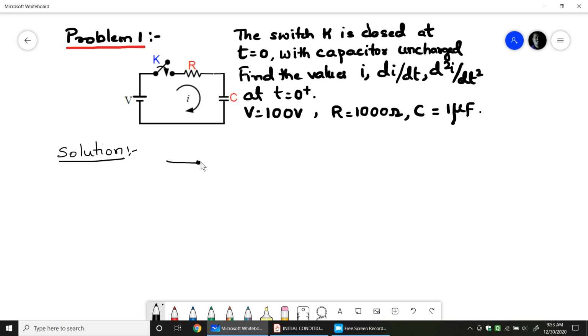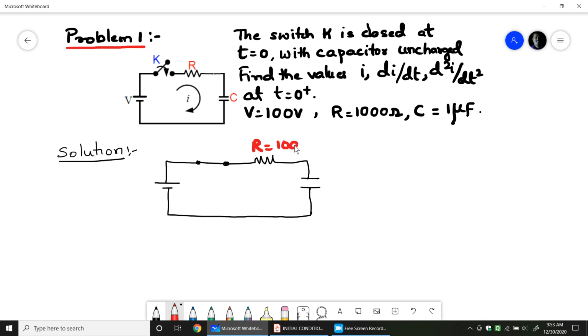So when the switch is closed, the circuit will have a resistance R and a capacitor C and a voltage V here. So therefore, when the switch is closed, R would be equal to 100,000 ohms, C would be equal to 1 microfarad, and V would be equal to 100 volts. So this is the circuit that we get when the switch is closed.